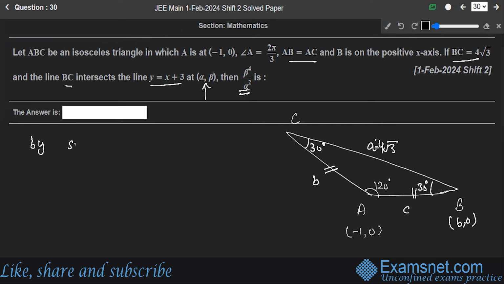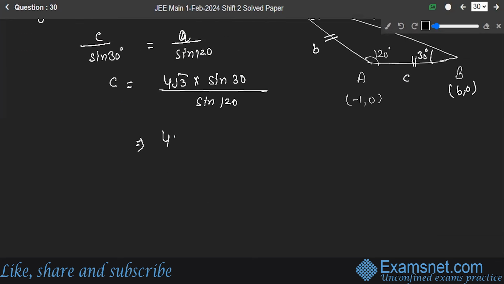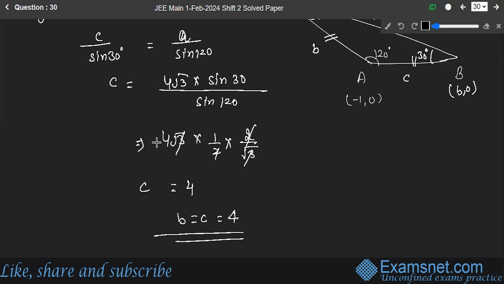Now, by the sine rule, you have c upon sine 30 is equal to a upon sine 120. So c is equal to a, which was 4 root 3, into sine 30 upon sine 120 degree. Okay, so this is 4 root 3, sine 30 is this, and sine 120 is given by root 3 upon 2. This gives me 4. So this is your c. You are given that this is an isosceles triangle. So b is equal to c is equal to 4. Hope you are clear till there.